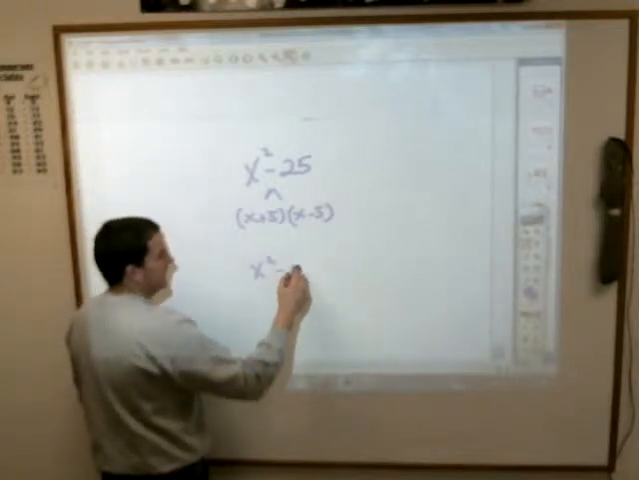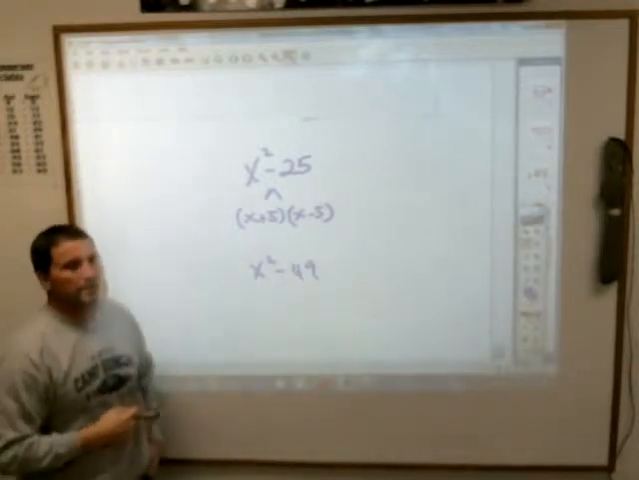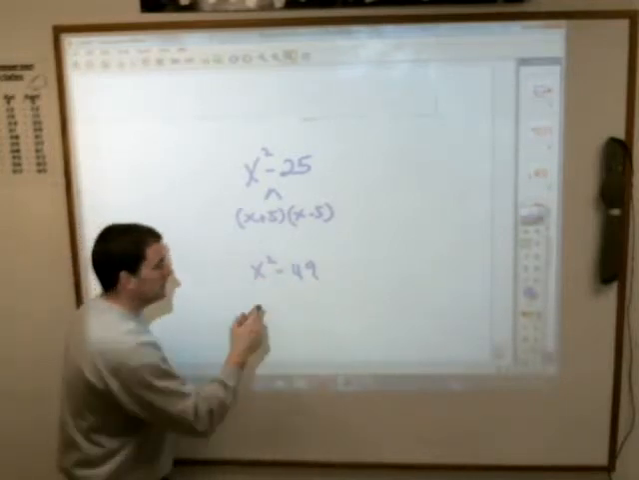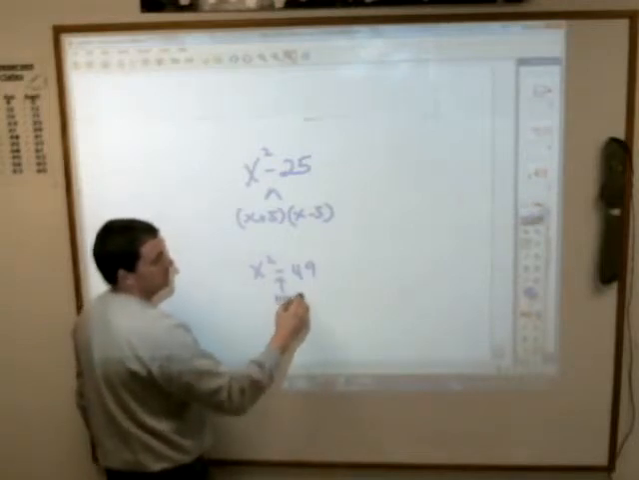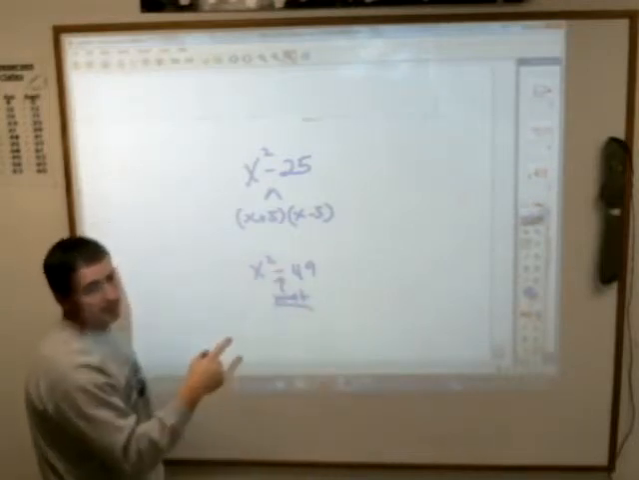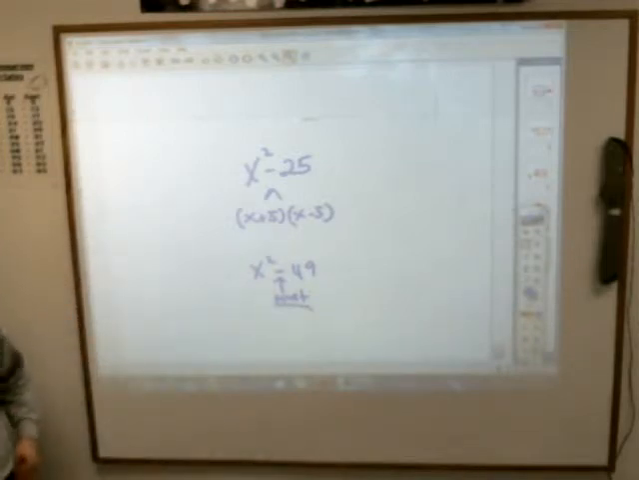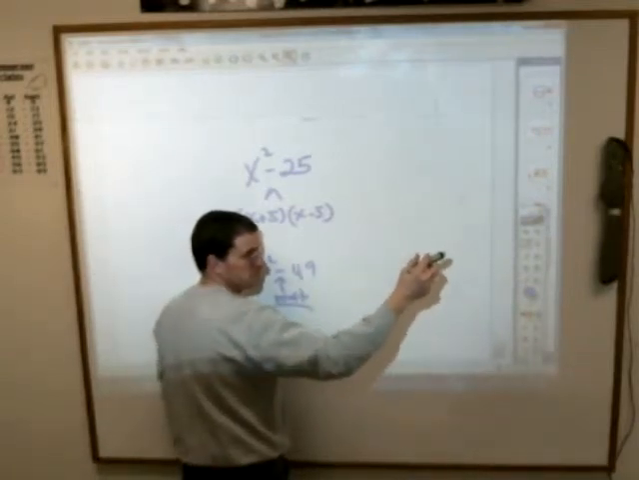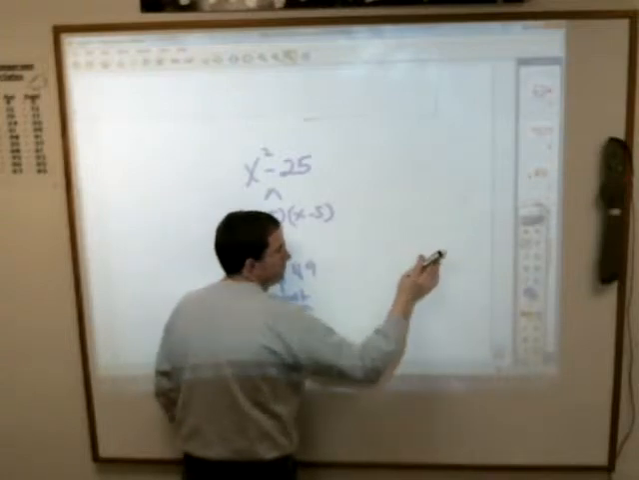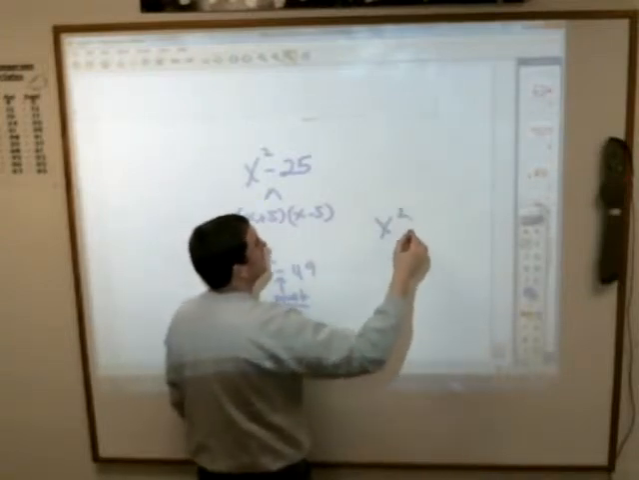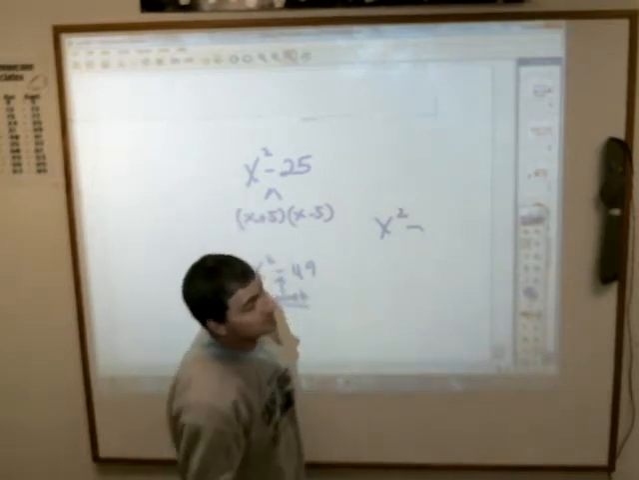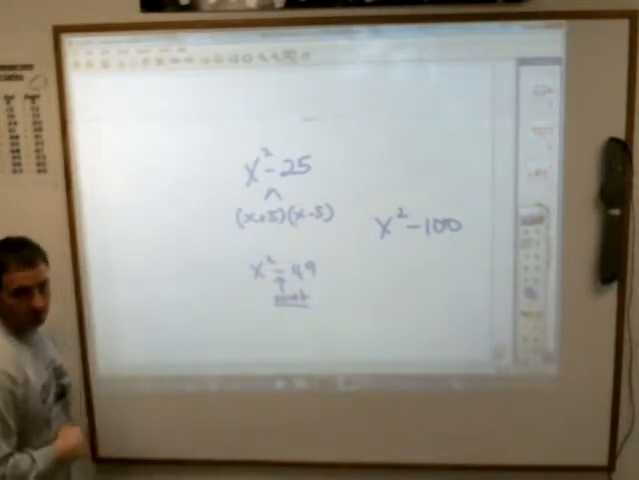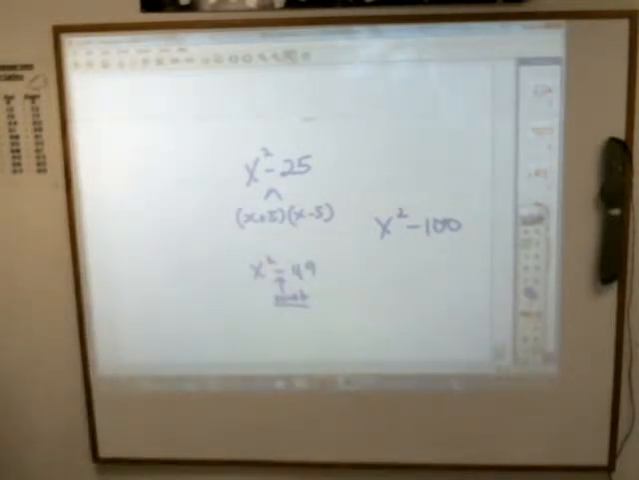Minus what? 49. 49. Again, remember, the things that have to be true for a binomial to break into two other binomials is it has to be a perfect square, and the middle must be subtraction. It must be subtraction. This won't work with x squared plus 49. You cannot factor x squared plus 49. Another example, Mary Schubert. Oh, we're working on x squared minus, did you say 100? Perfect, yes. Well, x squared minus 100 will work as well. Because that's going to be x minus 10 times x plus 10.